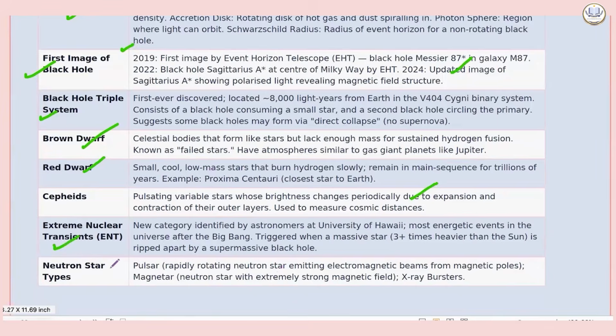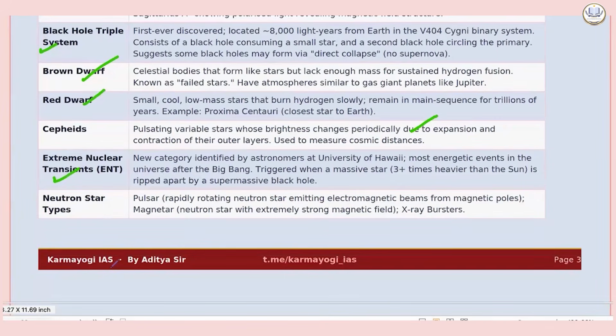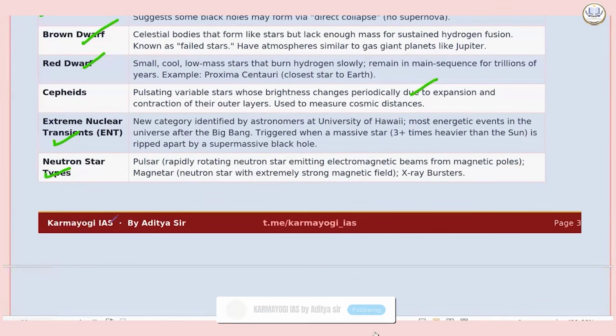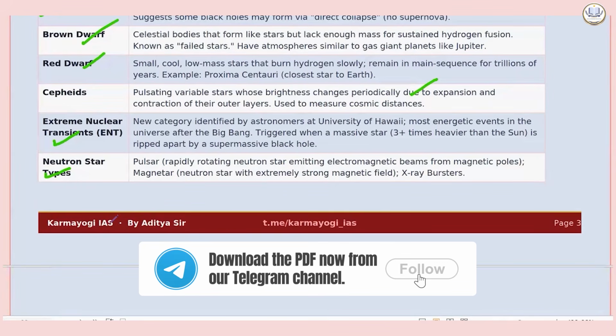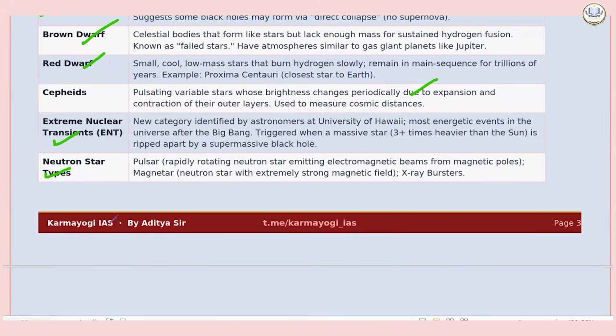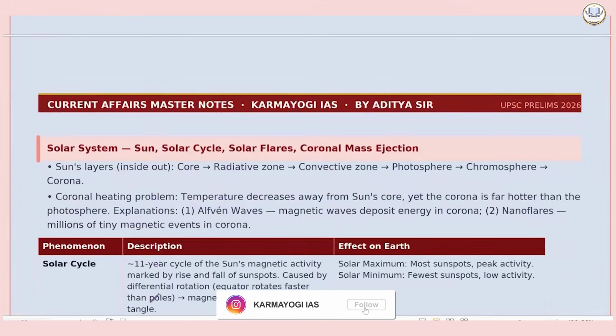We have extreme nuclear transients as well. A new category identified by astronomers at the University of Hawaii. The most energetic events in the universe after the Big Bang, triggered when a massive star, 3 times heavier than the sun, is ripped apart by a supermassive black hole. Then we have neutron star types. The first is the pulsar, a rapidly rotating neutron star emitting electromagnetic beams from magnetic poles. And then we have the magnetar, a neutron star with an extremely strong magnetic field, and then we have X-ray bursters.